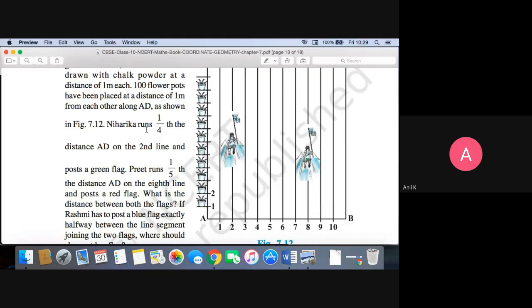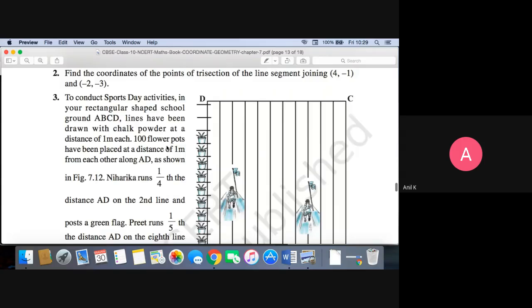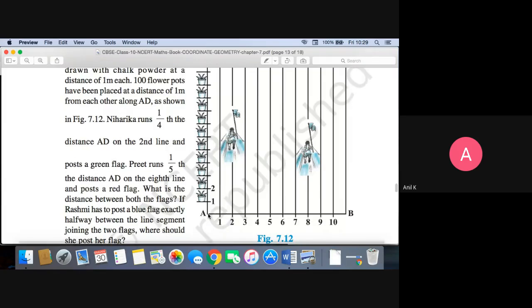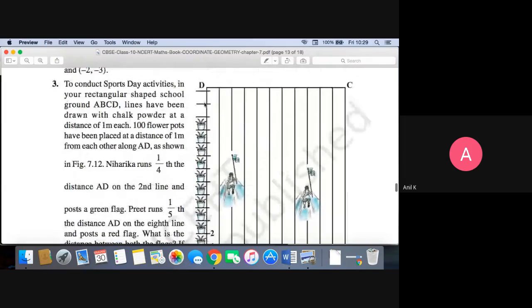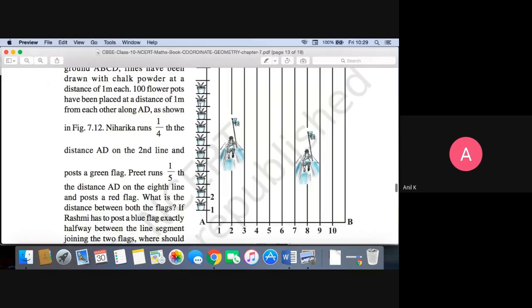Now, the question is, Niharika runs 1/4 of the distance of AD. So AD means from A to D. There are 100 flower pots, and each one is 1 meter. So one fourth means how much distance has she traveled on the second line? Niharika is the first girl, and she traveled one fourth of the total distance. Can anyone tell me what the distance is?